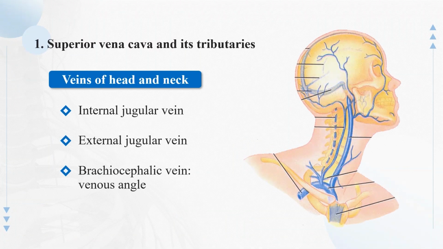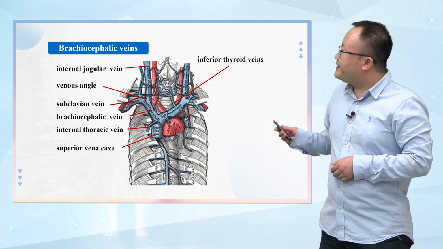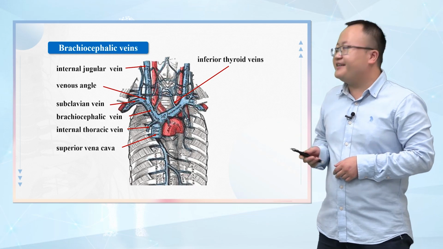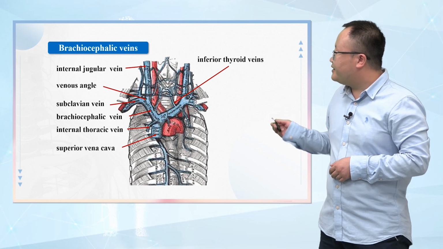Superior vena cava and its tributaries. Head and neck veins. It mainly has three branches: the internal jugular vein, external jugular vein, and brachiocephalic vein. This picture demonstrates the main branches of brachiocephalic veins, as demonstrated in the picture.